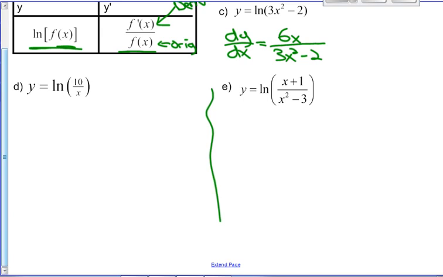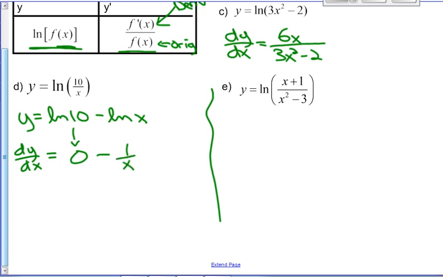Okay. The next one, again, the more we use log laws, the easier this is going to be. So you can do the original on the bottom, derivative on the top business here. Original on the bottom, derivative on the top. But it takes some doing to figure out what the derivative of 10 over x is. How about this, though? Use your log laws. This is ln 10 minus ln x. Super easy to differentiate. Derivative of ln 10 is 0. Derivative of ln x is 1 over x.